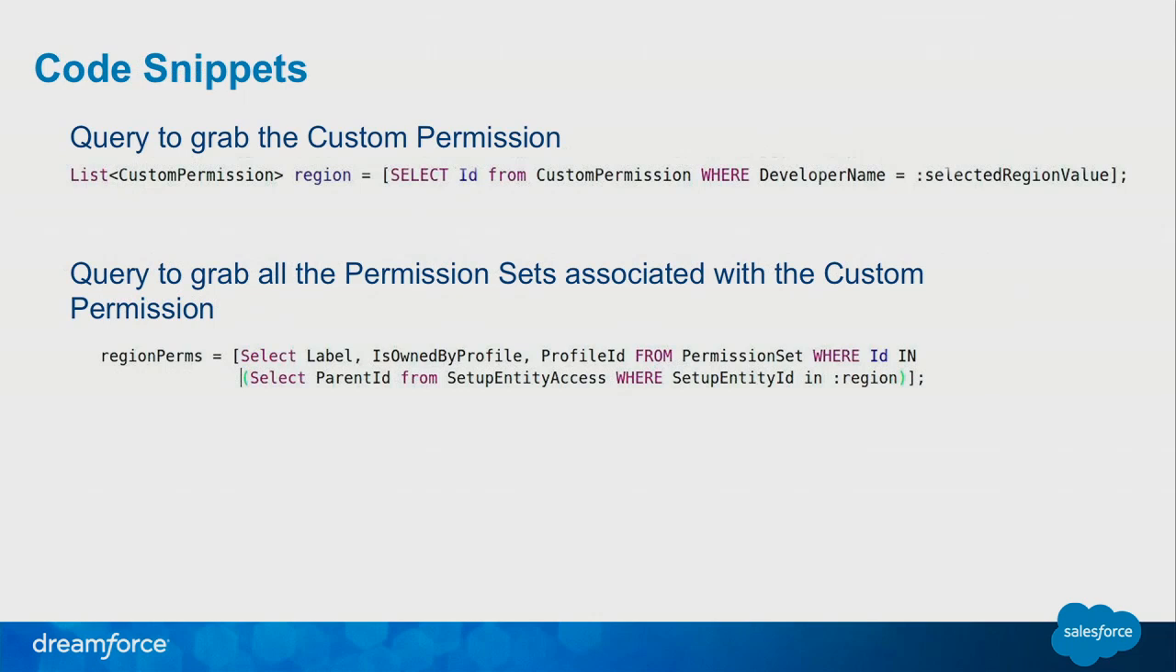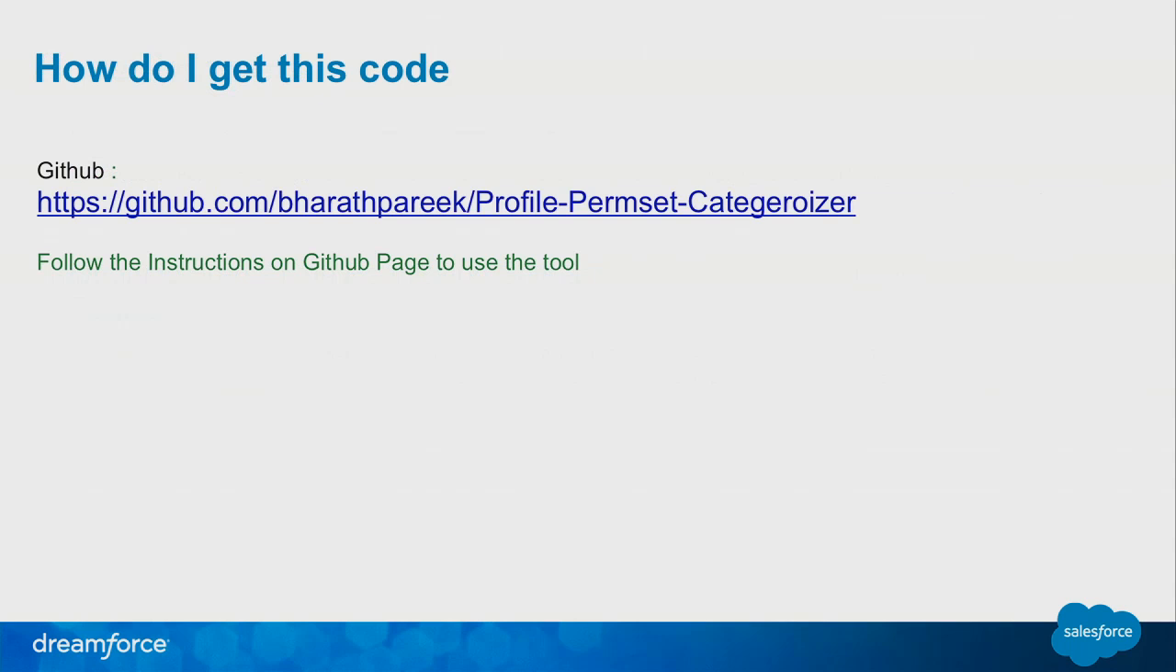All right. So how is this actually happening at the software level? So basically, we are grabbing the information of a particular custom permission, and then this query helps us grab all the permission sets or profiles which are assigned to that custom permission. So this is a very simple tool built using a Visualforce page and Apex code, and you can get this from this GitHub account, which will have information on how to use this Visualforce page and Apex. That's it. I hope everyone enjoyed the session about this perm set categorizer.